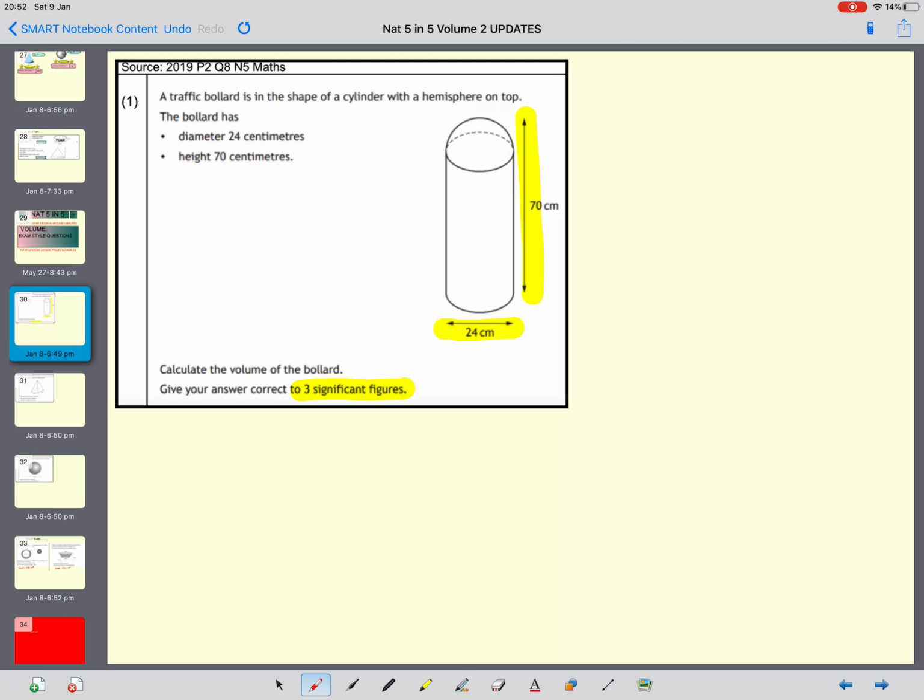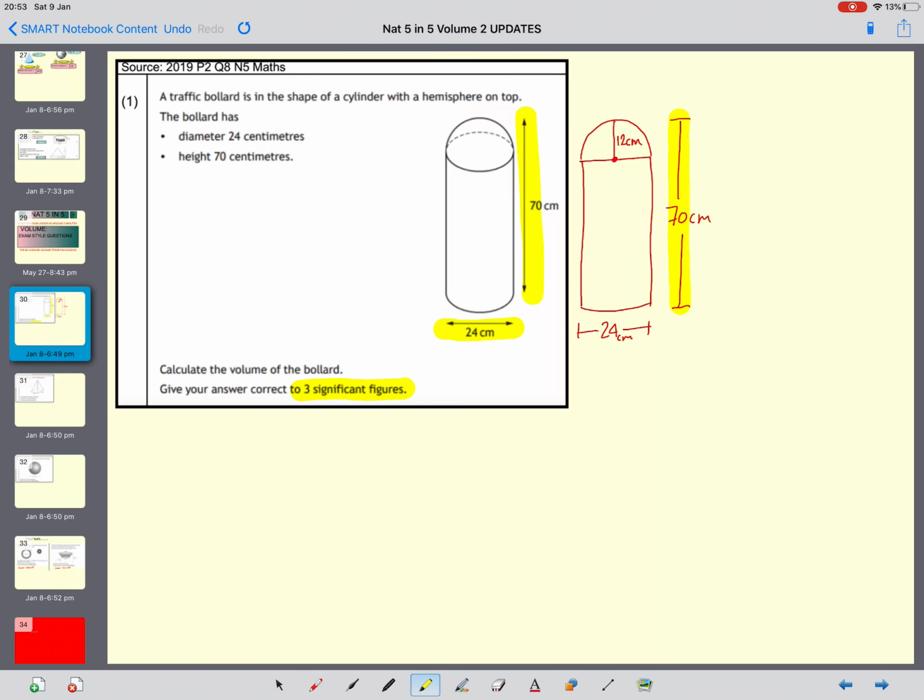Now let me just draw something two-dimensional. If I draw this kind of straight on, you've got a hemisphere on top and a cylinder at the bottom. So it tells you the height of all of it is 70 centimetres. You know the diameter is 24, so you know the radius is 12. So from the centre of that hemisphere up to the very top must be 12 centimetres.